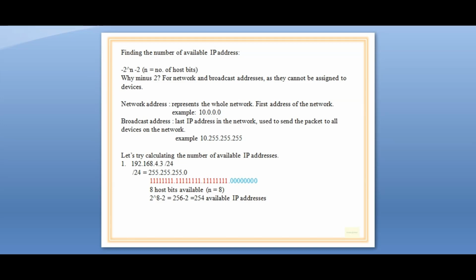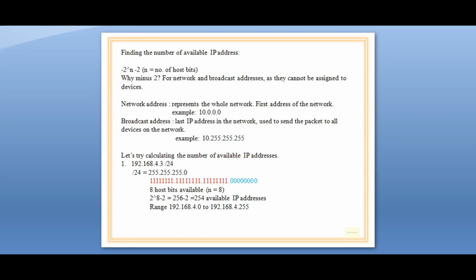Now let's take a look at the range. As I said, for /24, the first 3 octets remain the same. The last octet will change. So the range will be from 192.168.4.0 to 192.168.4.255. This is including the network and the broadcast address.